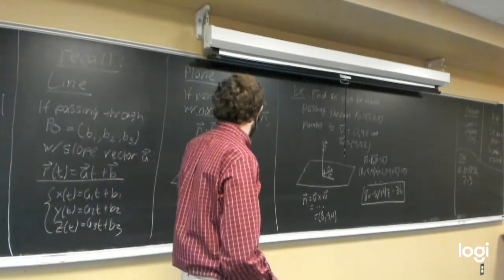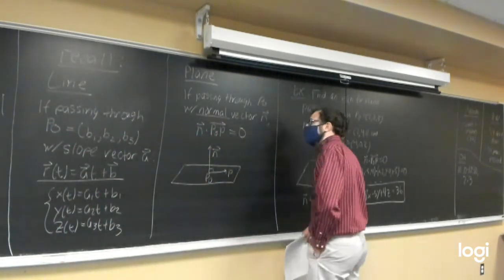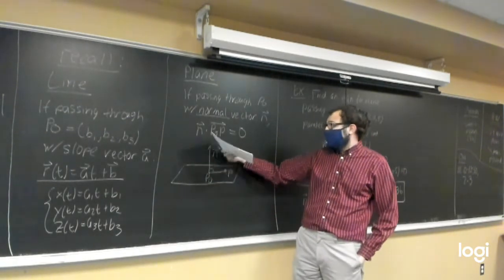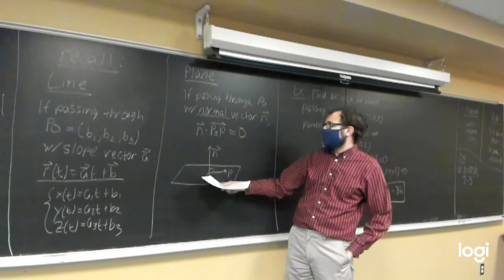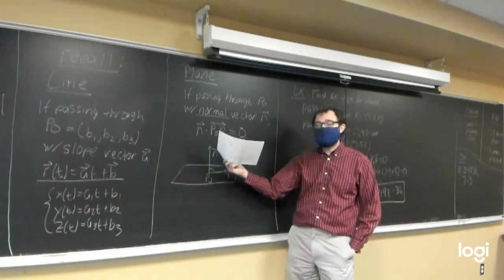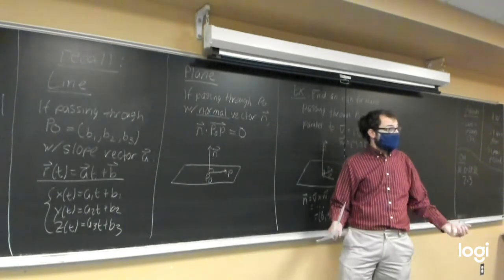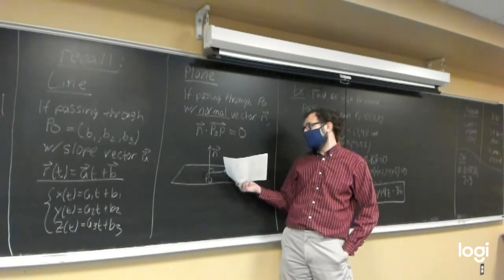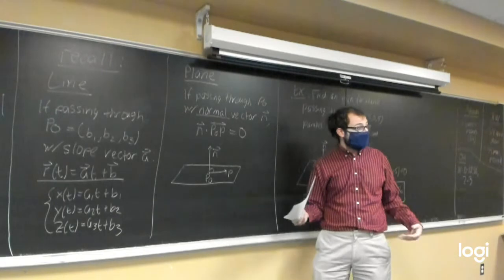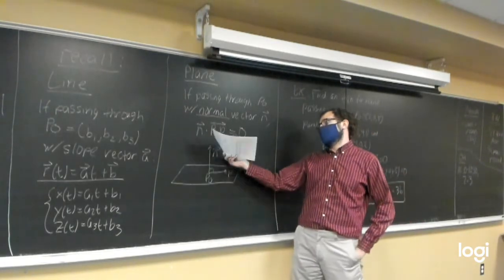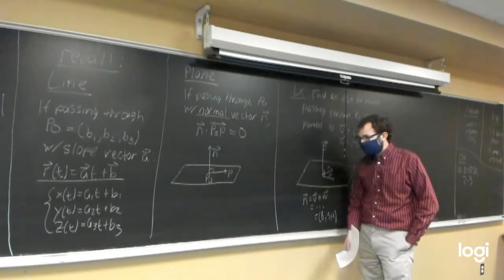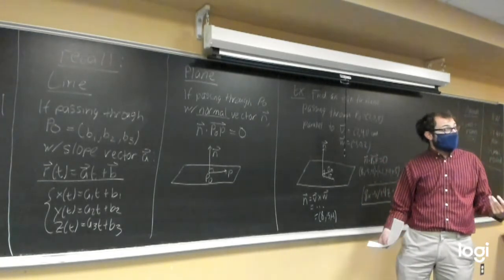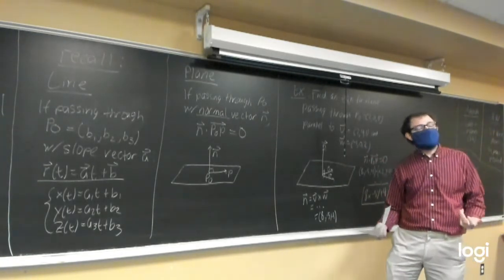A plane, on the other hand, we define to be the set of all points P such that, if you have some fixed point P0 and a normal vector n that sticks out of P0, a plane is just the set of all points P where the displacement vector from P0 to P is orthogonal, or perpendicular, to this normal vector n sticking out of P0. So in essence, n is perpendicular or orthogonal to everything in the plane.